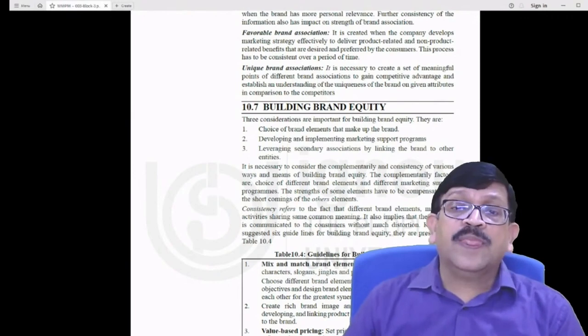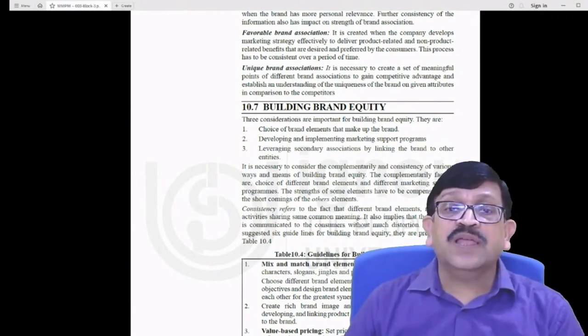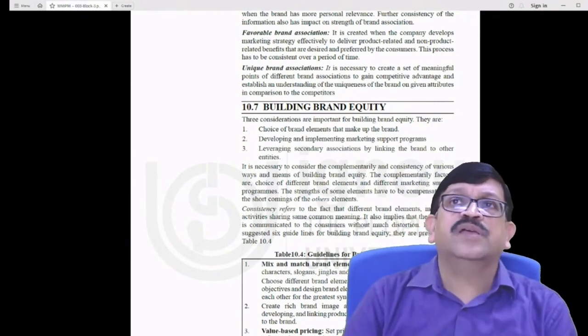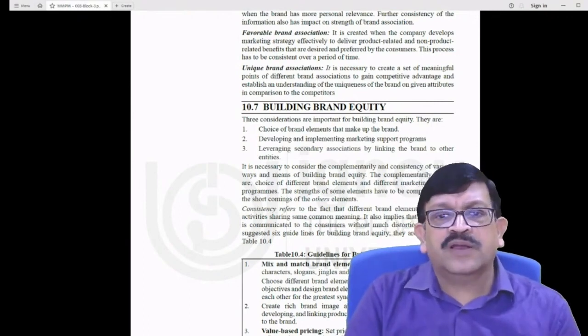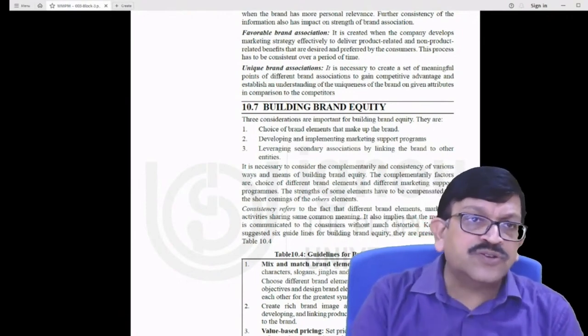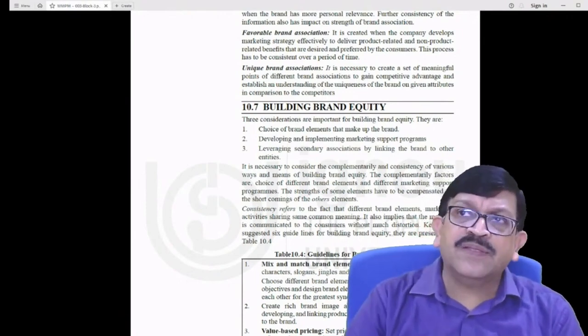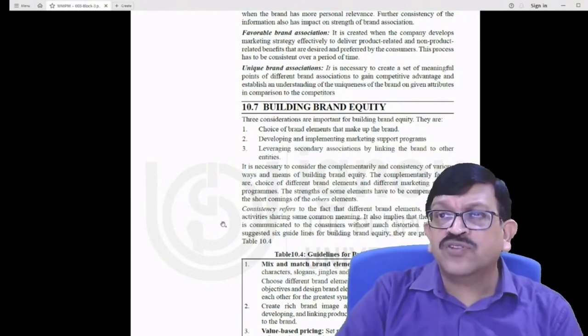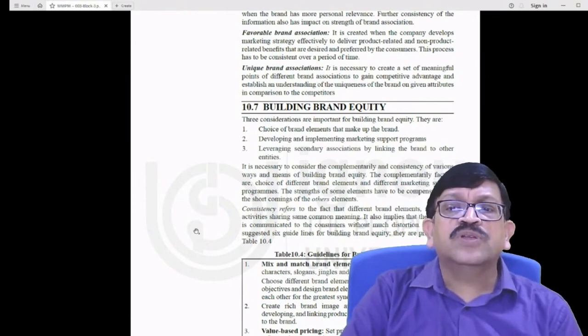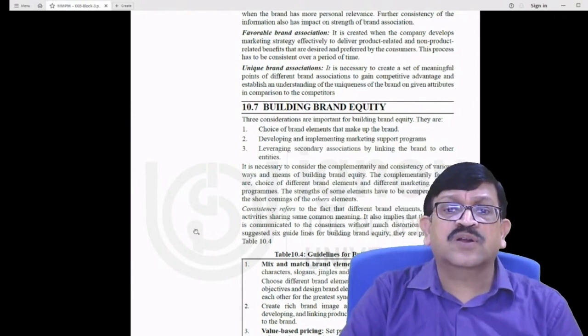Secondly, we look into secondary associations by linking the brand to other entities like celebrities or entities like your country. You brand it by that. Mostly airlines use it through the country of origin. You use mnemonics very strongly to utilize the secondary associations it has got.